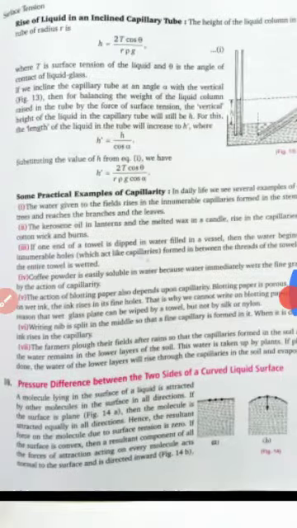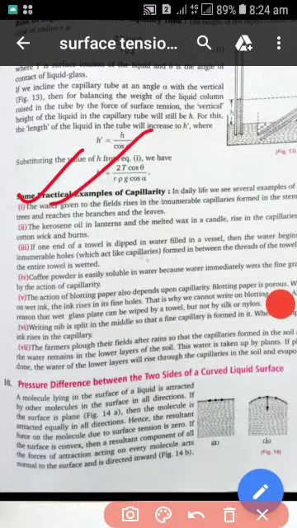In the next class, students, you will read some practical examples of capillarity. In the next live class, I will discuss the surface tension. Till then you just read from the book, and in the live Zoom classes I will discuss the surface tension thoroughly, then you can understand.